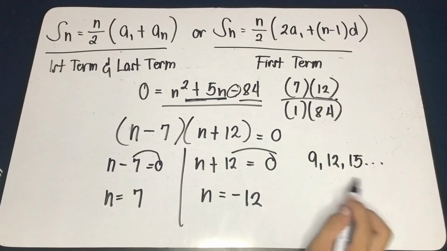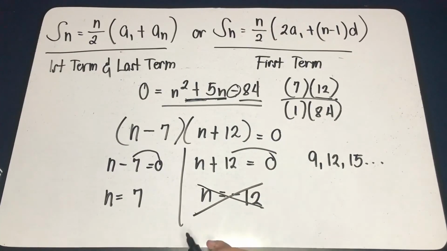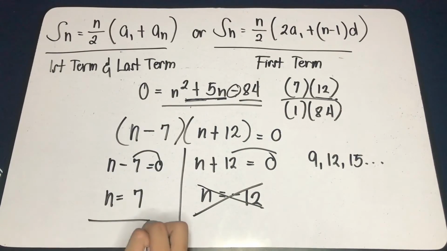So, sa equation natin kanina, since yung arithmetic sequence is 9, 12, 15, and so on, hindi naman negative yung number of terms. So, automatically, this is what we call an extraneous root. Ang extraneous root is solution ng quadratic equation na hindi siya magagamit sa problem. So, we have n is equal to 7.